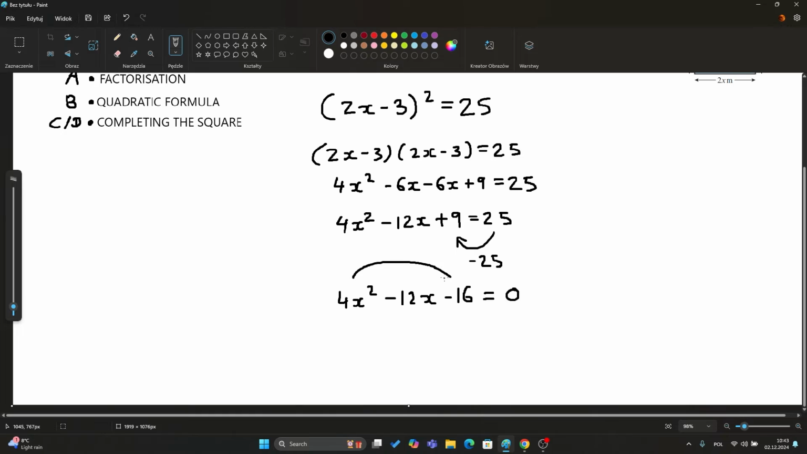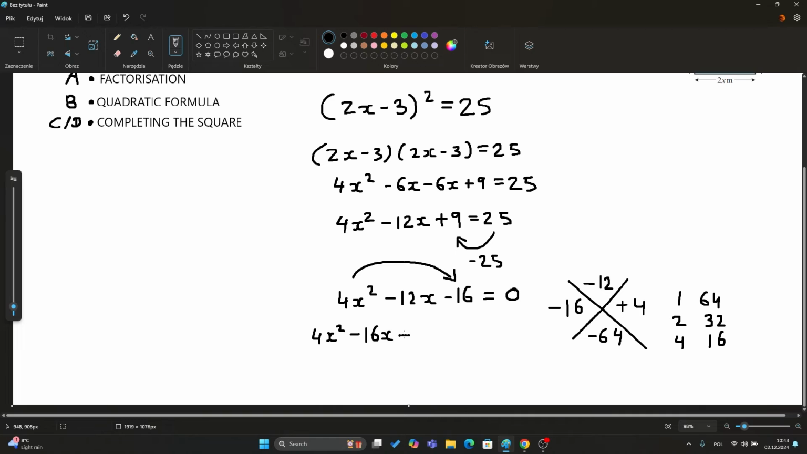Multiply 4 by minus 16 because we need to factorize it. So that is minus 64. And we get minus 12 as well. Now we need to find the common factor. So that will be minus 16 plus 4. So that will be 4x squared minus 16x plus 4x minus 16 equal to 0.